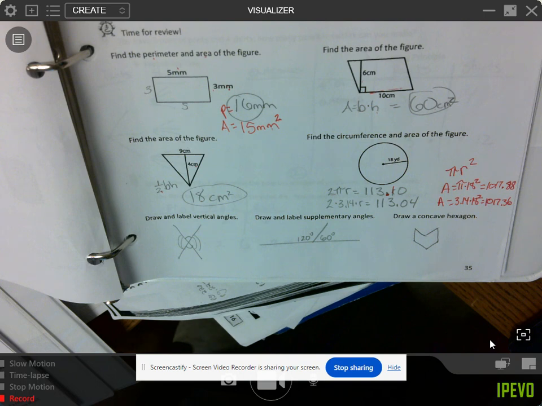Not sure what's going on at this front table, but there's lots of eyes and lots of smirking as people are watching you. So please make sure you're just following along.